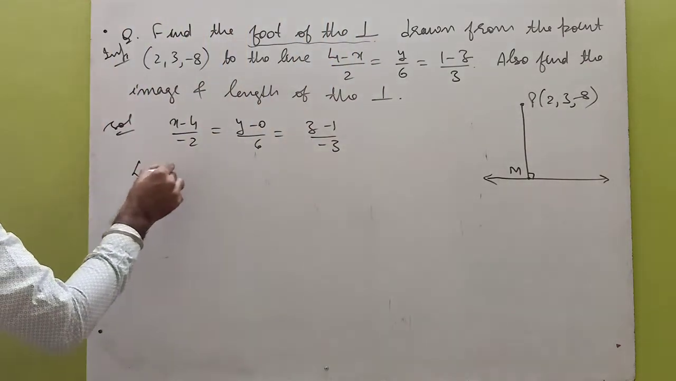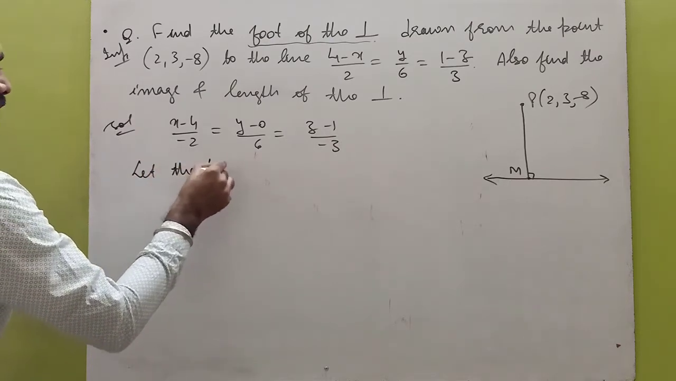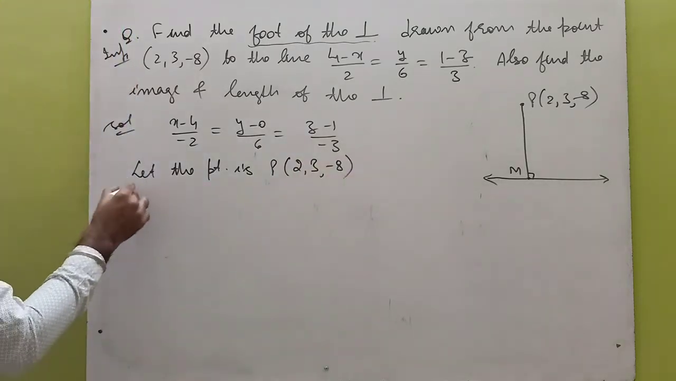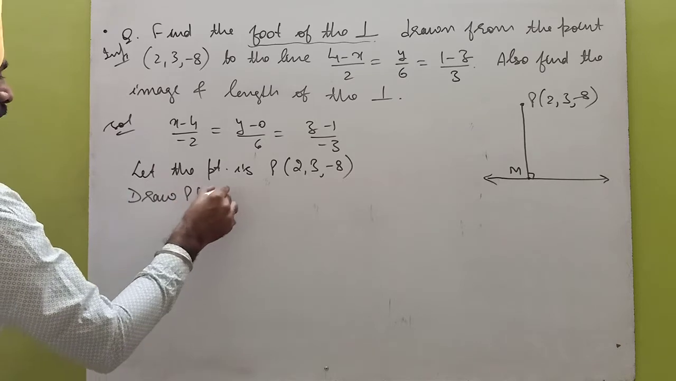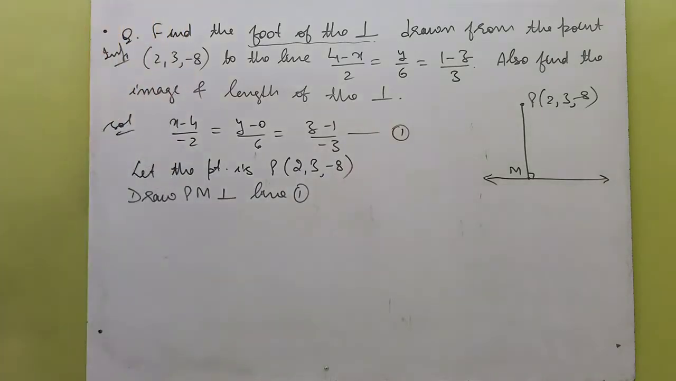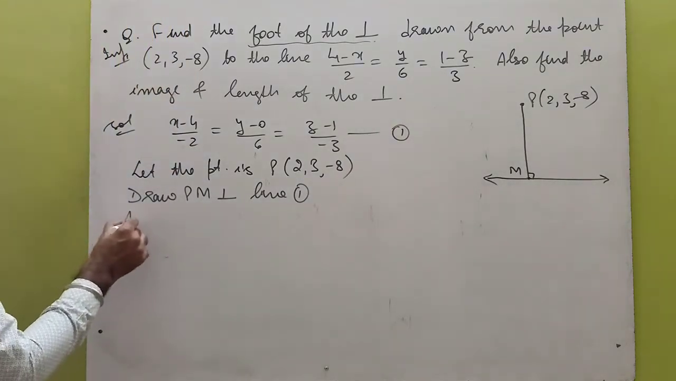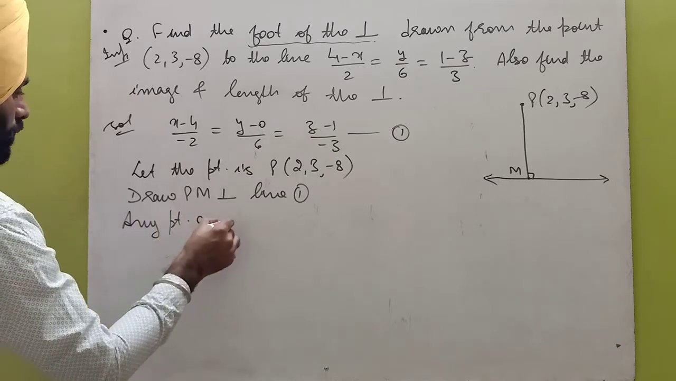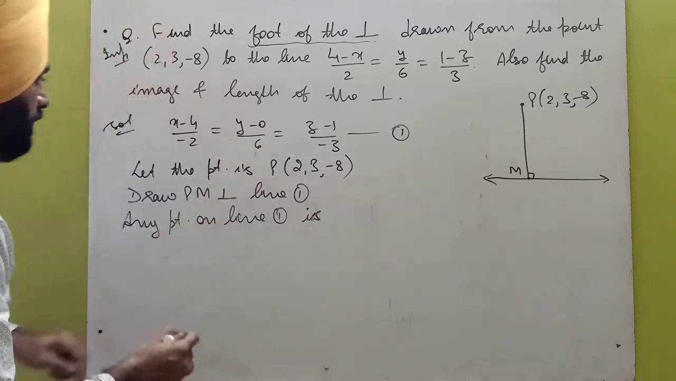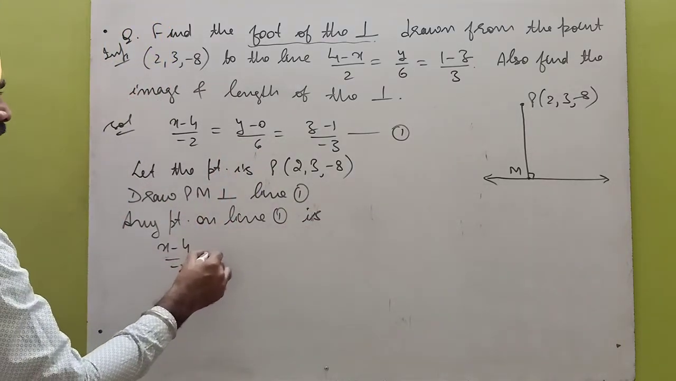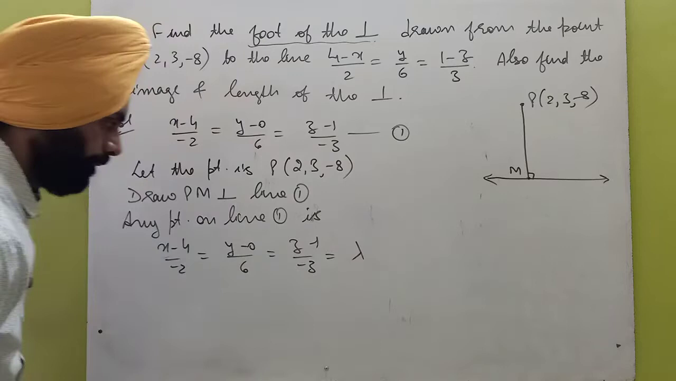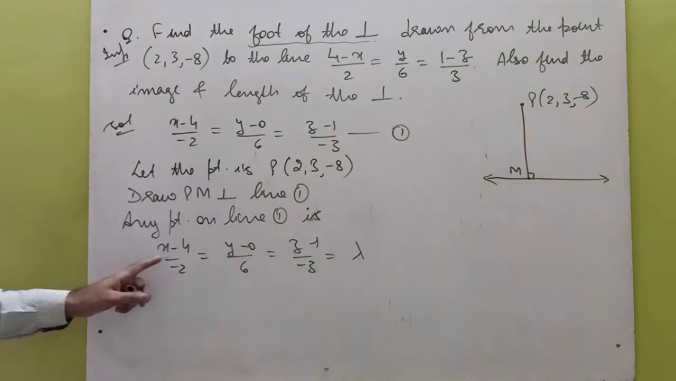So first of all, let the point be P 2, 3, minus 8. Now draw PM perpendicular to line number 1. Let us take this line as line number 1. So the first step is any point on line 1. Now the method to find any point on the line is to put that line equal to, let us take lambda, and find the values of x, y and z from this.